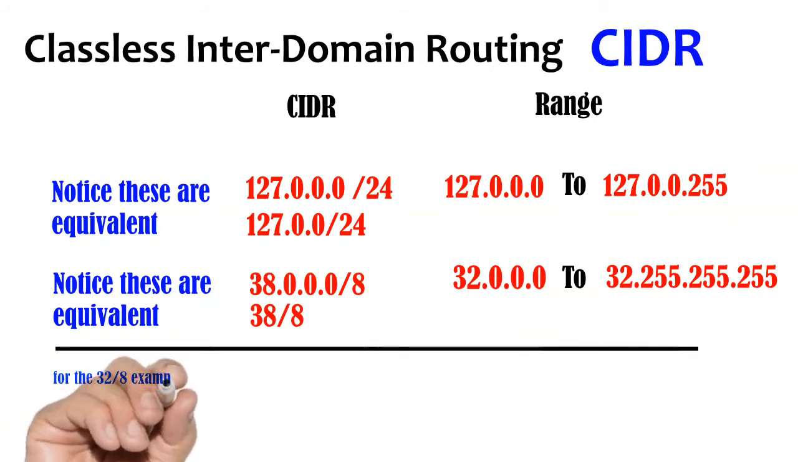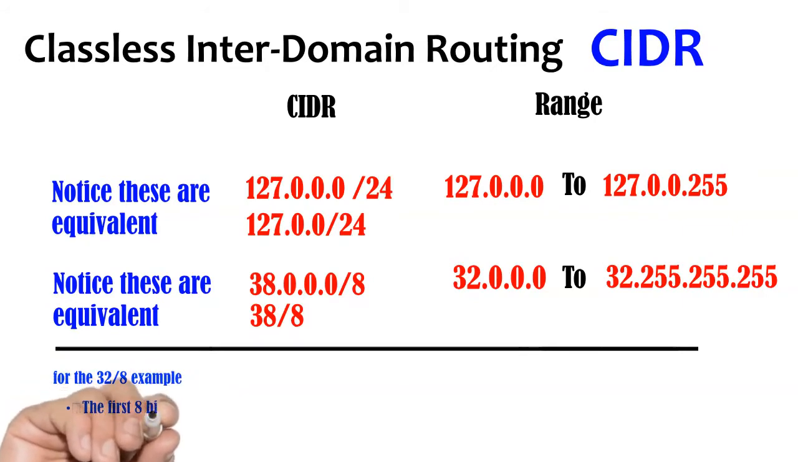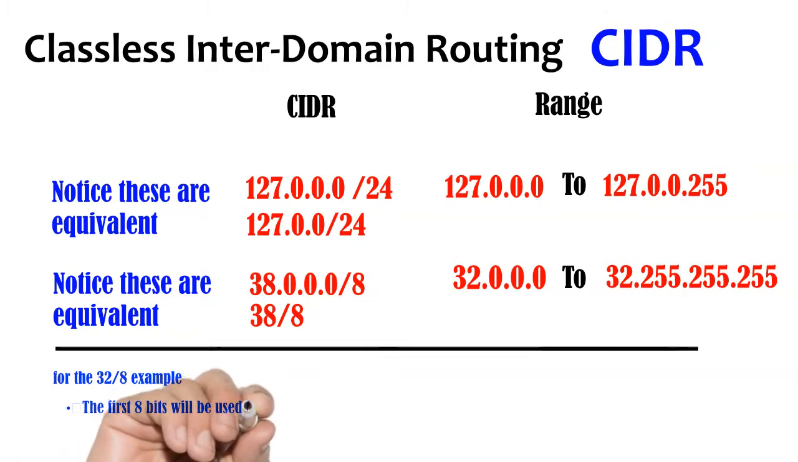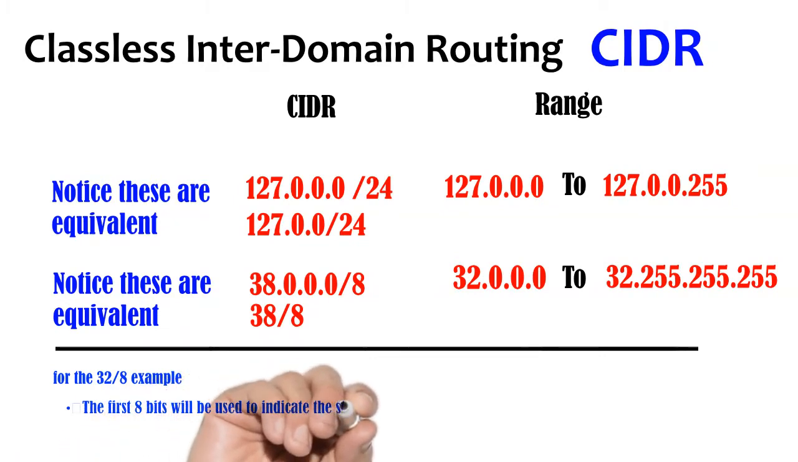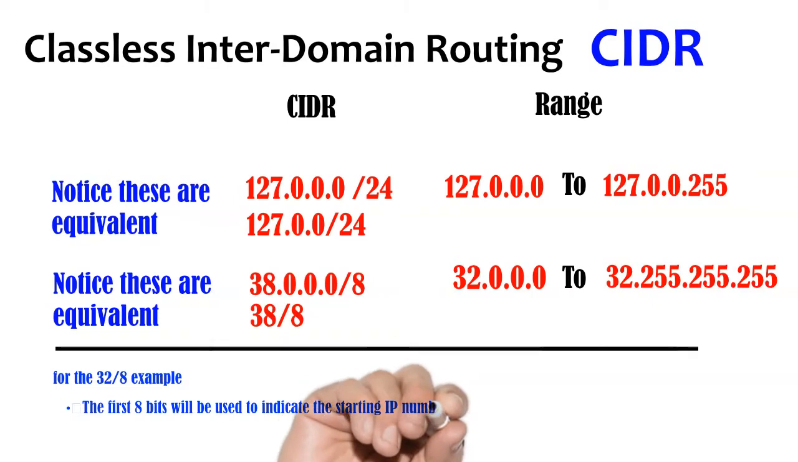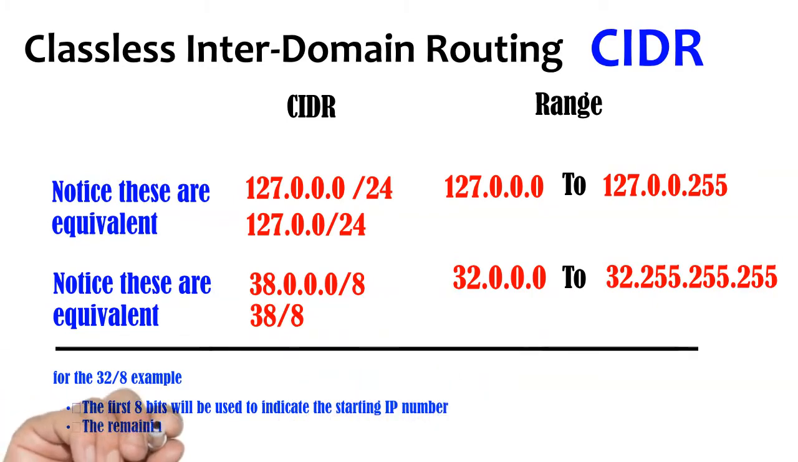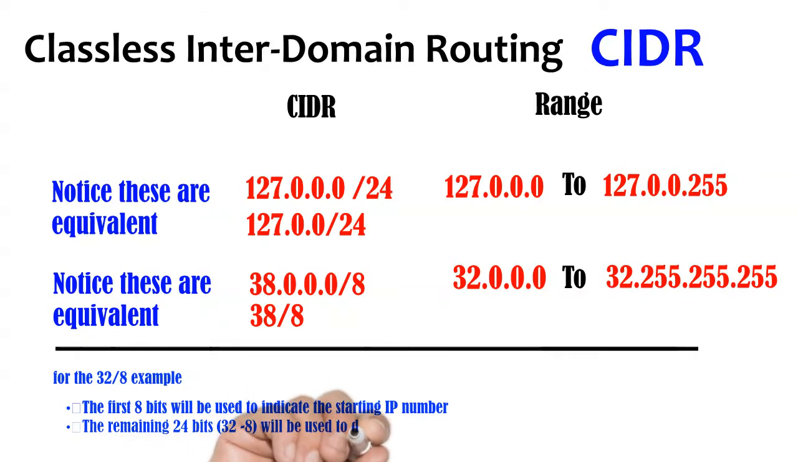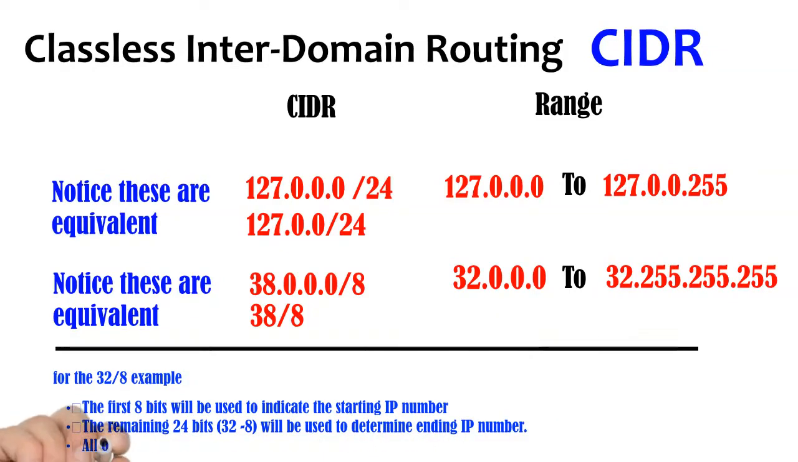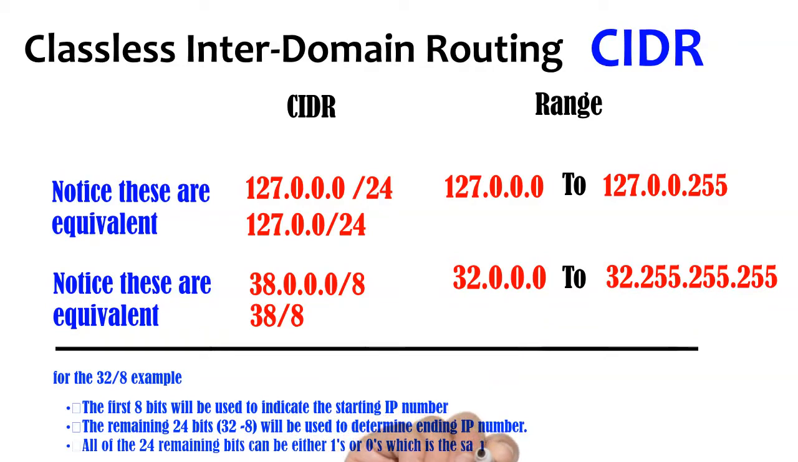Another example would be the 32.0.0.0/8 address. And using the CIDR shorthand, we can represent that very same address as 32/8. In short, the first 8 bits will be used to indicate the network IP number, and the remaining 24 bits, or 32 minus 8, would be used to determine the host IP numbers. All 24 remaining bits can be either ones or zeros. This is the same as 2 to the power of 24 numbers in range.